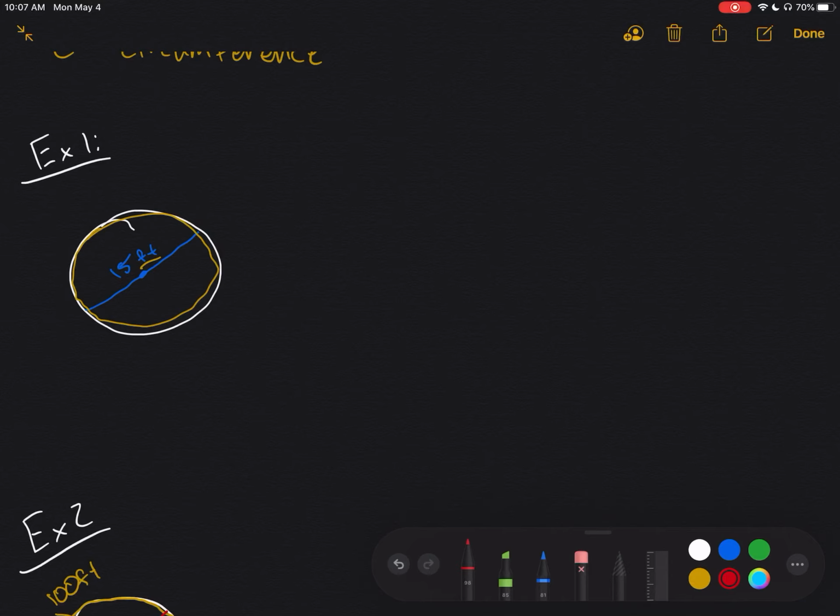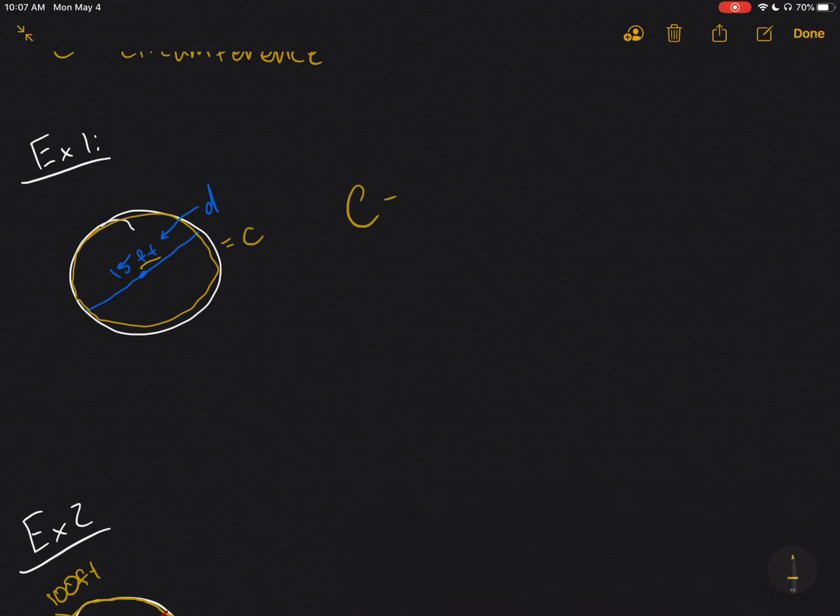So the first example problem I have here is we want to find the circumference, and right now we have the diameter, which is 15 feet. That's D, and we want to find the circumference. And so you'll recall that the circumference is the perimeter around the circle, and the circumference is equal to pi times D. Well, we have D, and we know that pi is a constant, so it's not going to change. So we can go about finding the circumference.